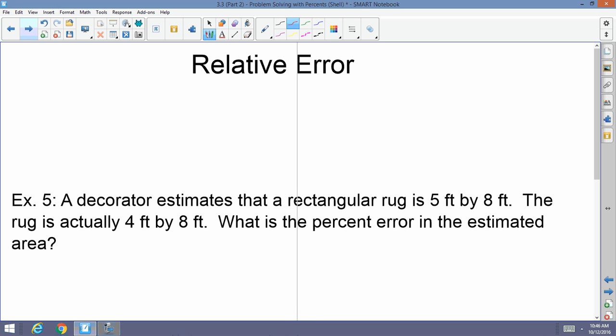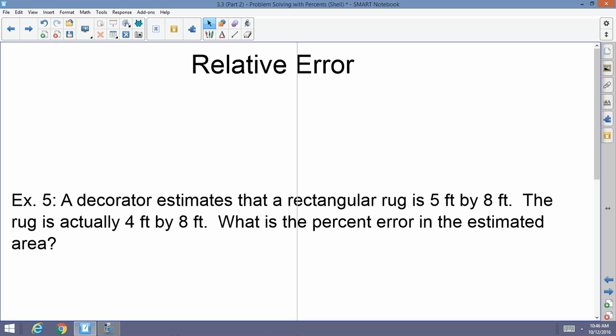Now, I know you're probably saying, another one? Yeah, I want to make sure that you guys understand this. This is not super common, but I have seen it on the SAT and the ACT. So why wouldn't I show you, so you at least have an awareness of it? It's called relative error, which is a quite interesting concept.